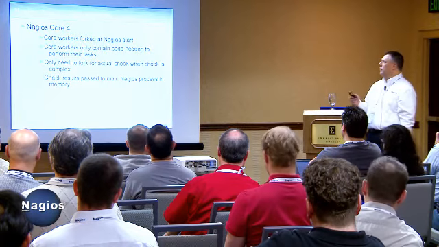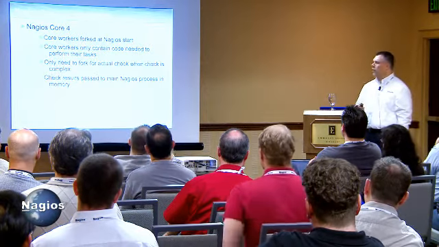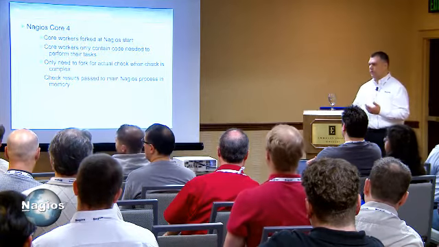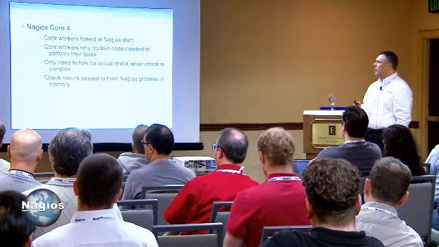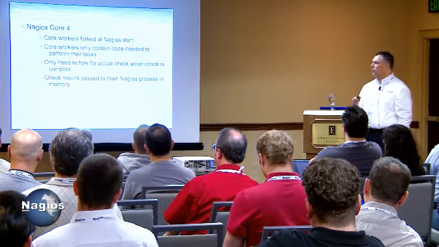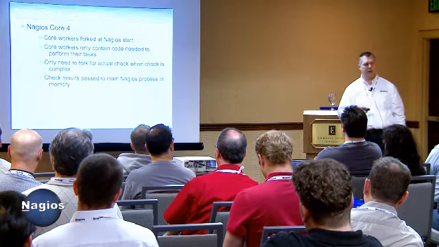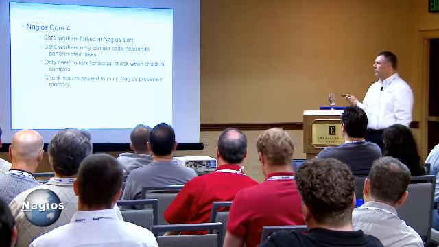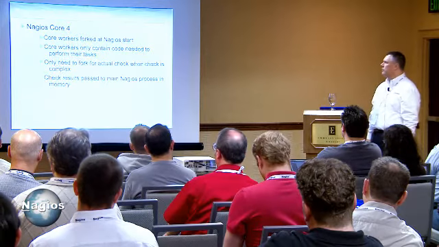So what a core worker is, again, it contains only the code necessary to perform the task. So it doesn't contain all that scheduling and initialization and all that code. The other thing that's true now is that the core workers are only forked at Nagios startup. Not every time a host or service check is run, they're only forked once when Nagios Core starts.